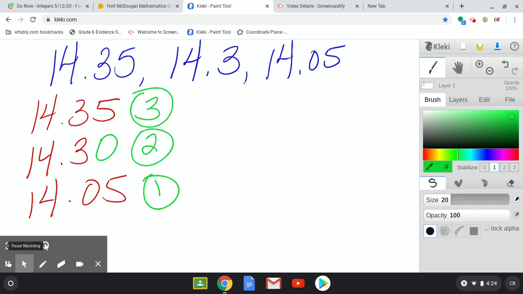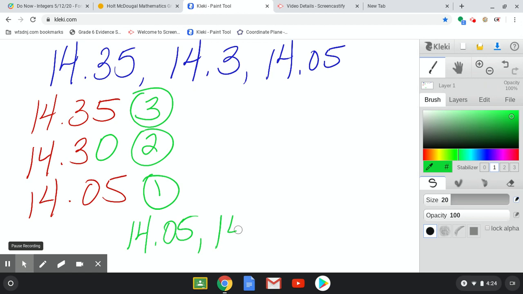Then you have to actually put these in the correct order. So you would put 14.05 as your smallest, then 14.3, not the 14.30, because remember, you put the original set in order. And then your last one is 14.35.